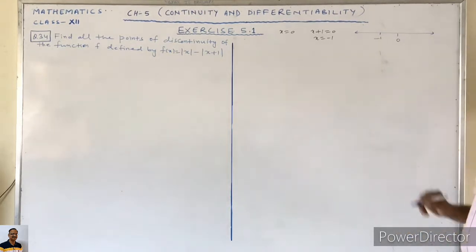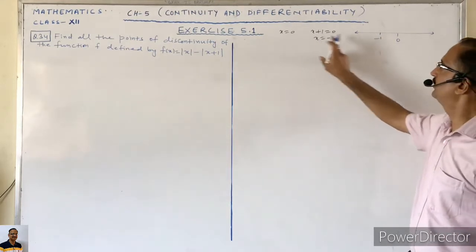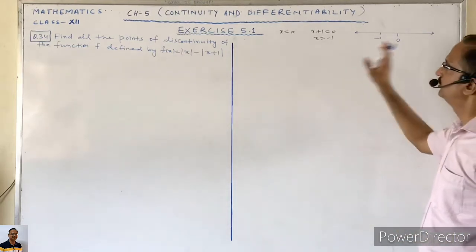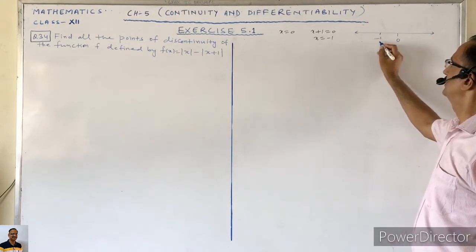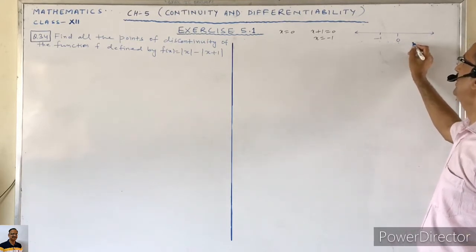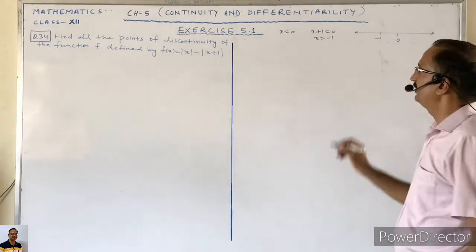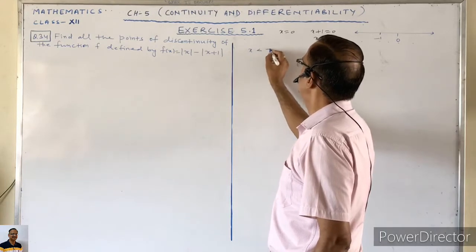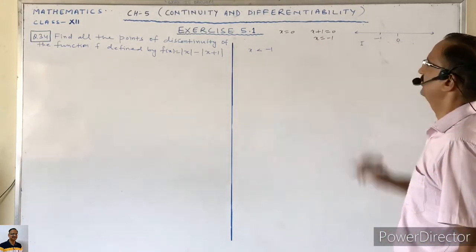So this is the real number line and these are the points -1 and 0. So this domain is divided into this first part, second, third, fourth and fifth. So there are 5 parts. So we will discuss when x is less than -1. It means here, this is the first part.